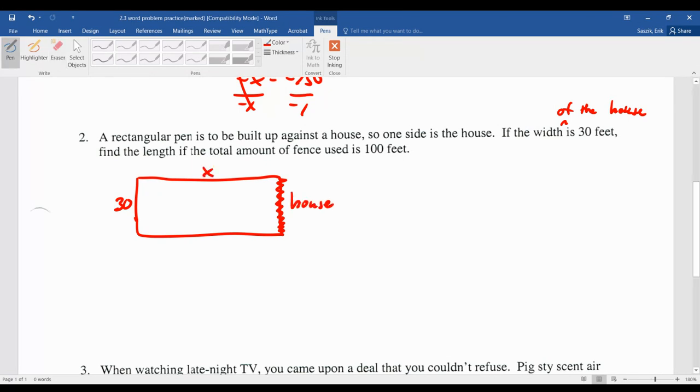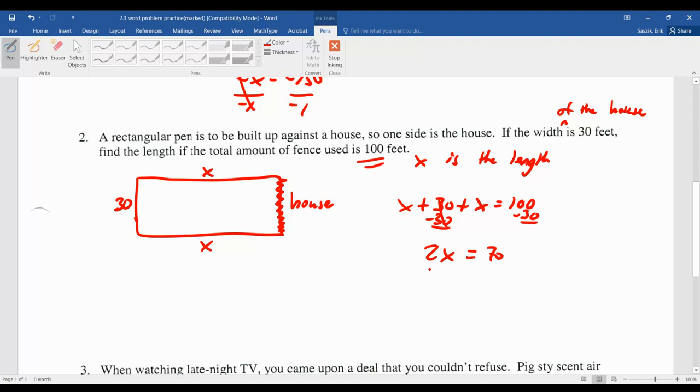So we don't know what this is. So we're just going to say x is the length, and we know that the opposite sides have to be the same. We're told that the amount of fence used is 100, so this plus this plus this, x plus 30 plus x has to be 100. So I'm going to combine like terms and move that over at the same time. And I'm going to finish my solving, and I get x to be 35 feet, which is also the length. Okay? And that's what we were asked to do.